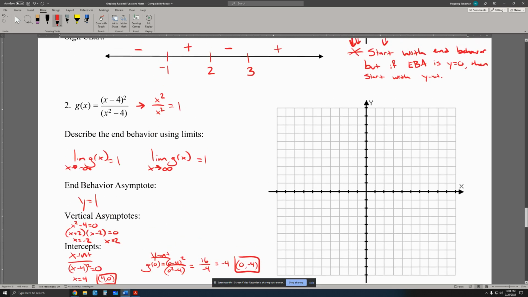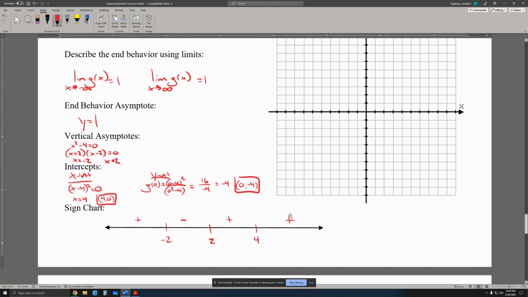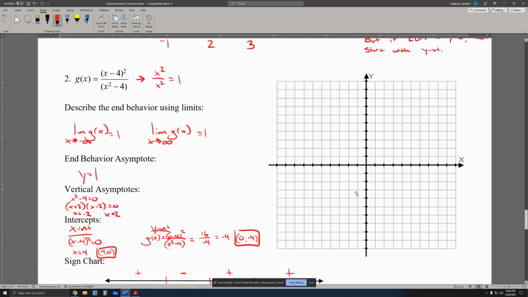Finding that factor here, at x equals 4, we see that the multiplicity of this factor is 2, so that tells us that the sign is going to stay the same about that x value. In this case, the x-intercept. So it's going to bounce at that zero. Let's go ahead and sketch a graph here.